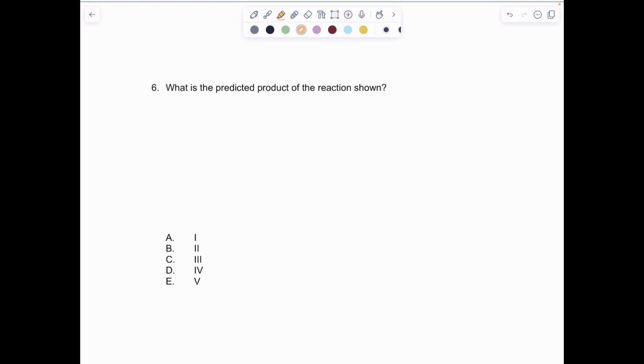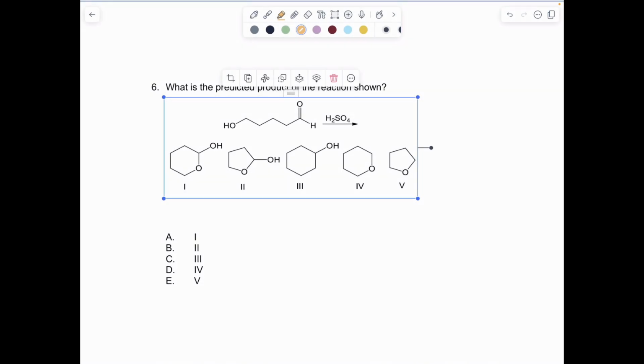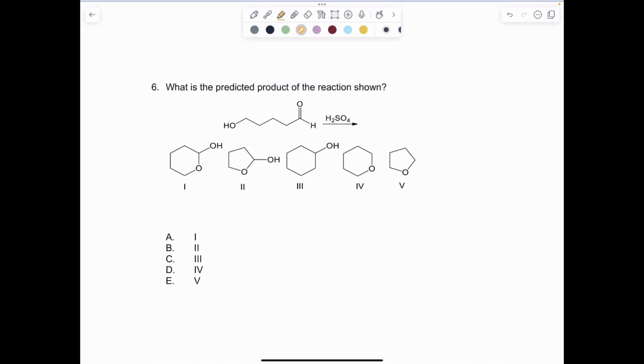Question 6, what is the predicted product of the reaction shown? Oh no, the reaction is not shown. Let's go find that. Right. I don't know what happened to that question, but I've copied it back in. So what is the predicted product of the reaction shown?